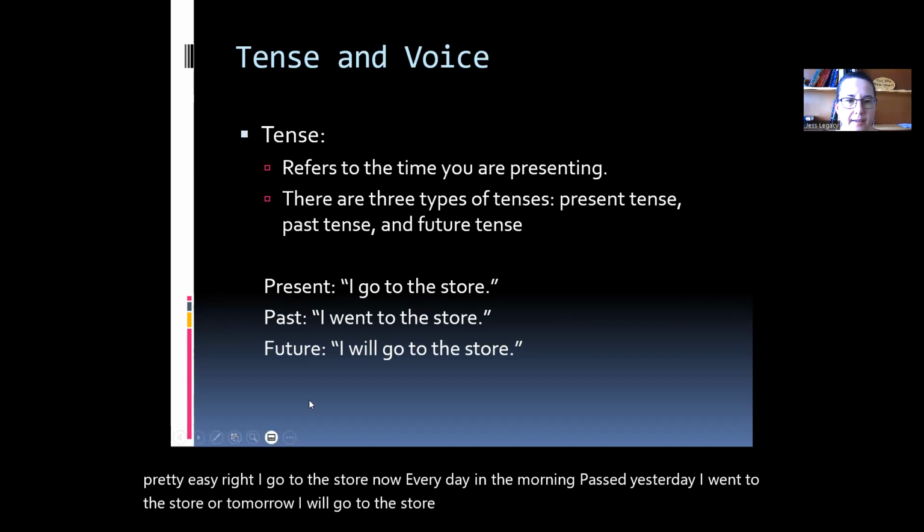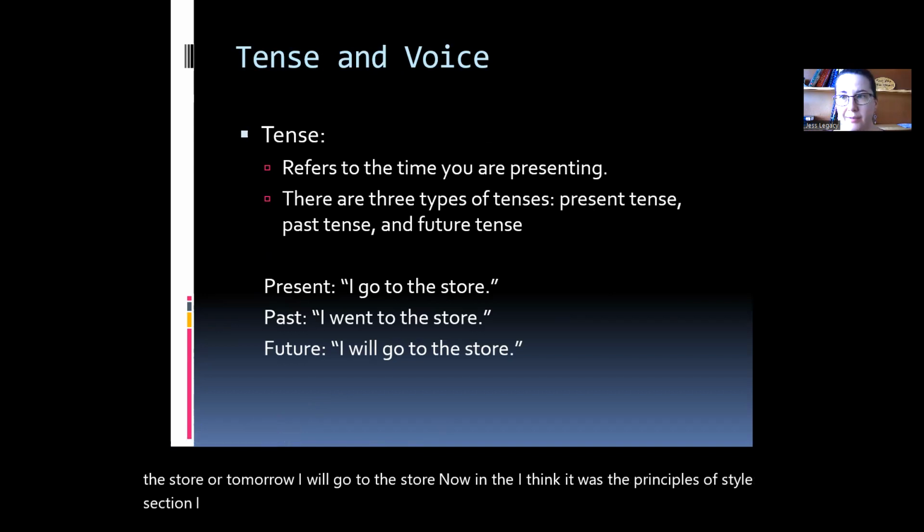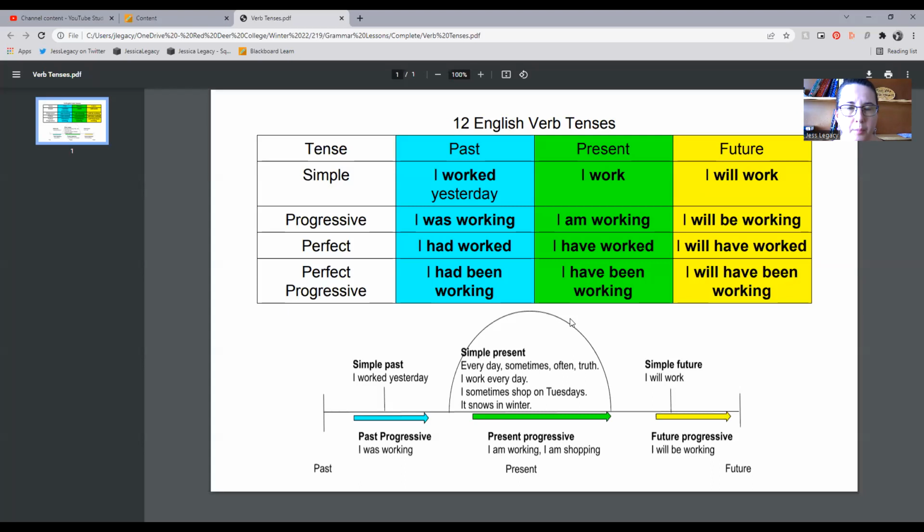Now, I think it was in the Principles of Style section, I included a PDF of all the different verb tenses. And this is something that is important for you to keep in mind, because that perfect tense tends to show up when we use the passive voice. So that's something that might be useful for you to keep in mind, either that perfect or that third participle form of the verb.